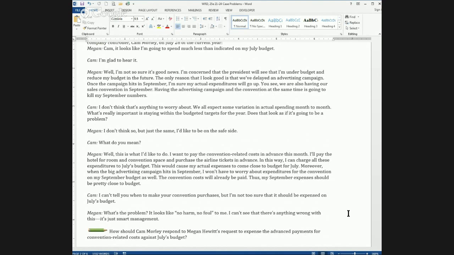So what Megan is saying is that, well, I'm going to prepay some of those costs for August in the month of July and charge the July budget for those costs that originally were planned to happen in August. As a matter of fact, those costs still will be incurred in August. What Megan is doing is just prepaying them in July when there is slack in her budget so that the August budget won't be overstated.